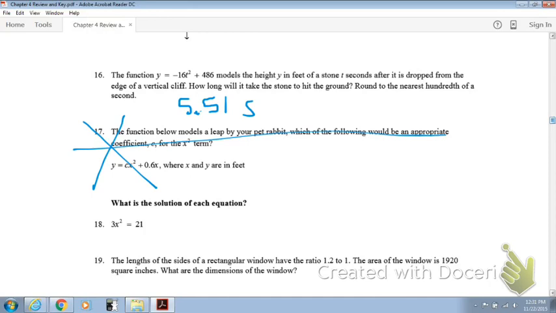Number 18, what's the solution of the equation? So we want to work that one out. You're just going to solve for x, divide both sides by 3, and you get x squared equals 7. And we want to take the square root of both sides. So you get x equals plus or minus the square root of 7. And you just leave the radical there because I can't actually take the square root of 7.